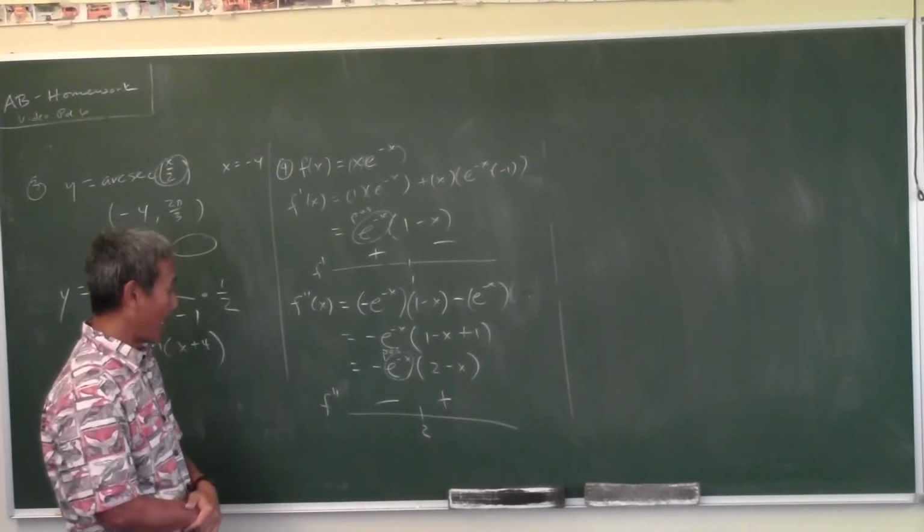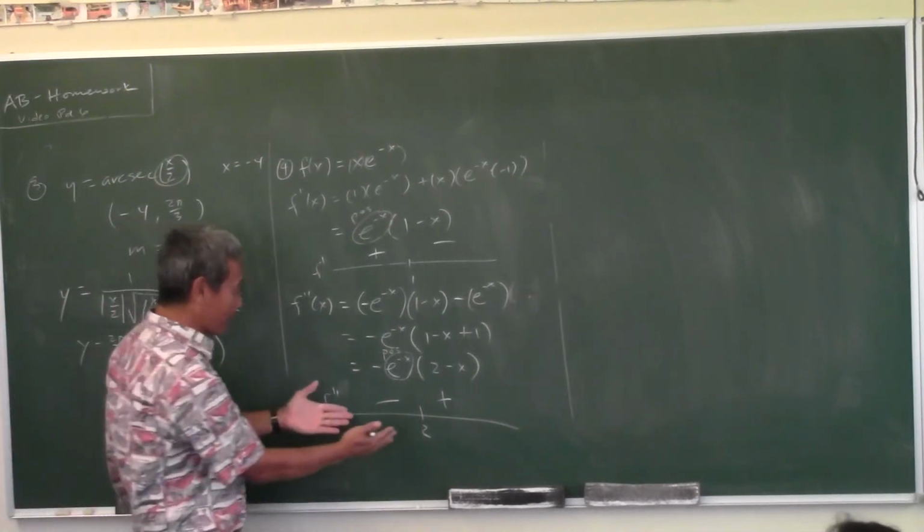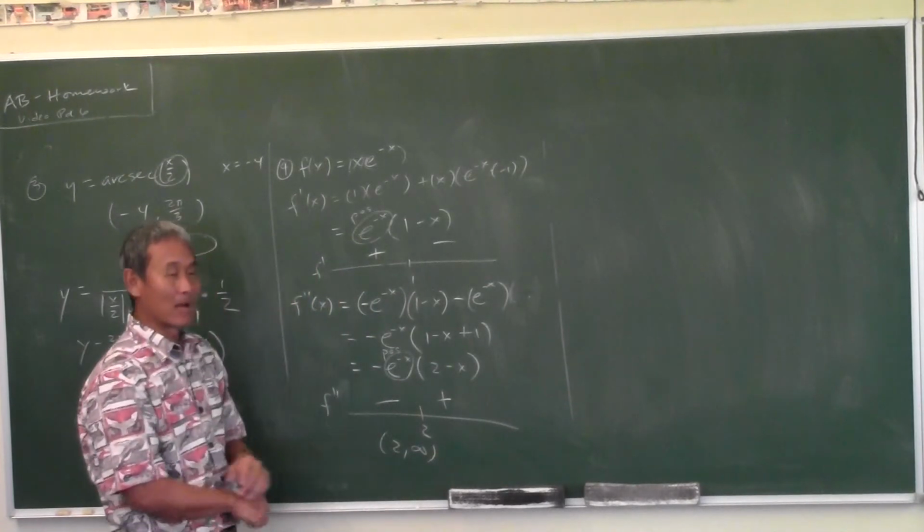Can we just leave the number line? We don't have to like... No, you got to answer the question. So the question says greater than 0. Greater than 0 means the plus, so your answer will be 2 to infinity. You can't, the number line is not an answer.